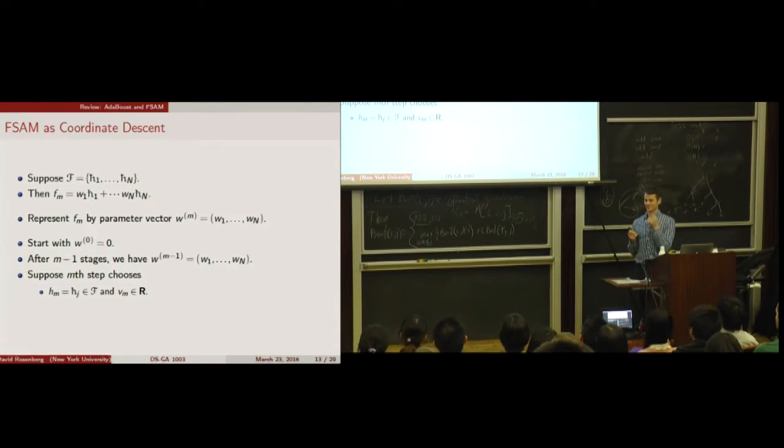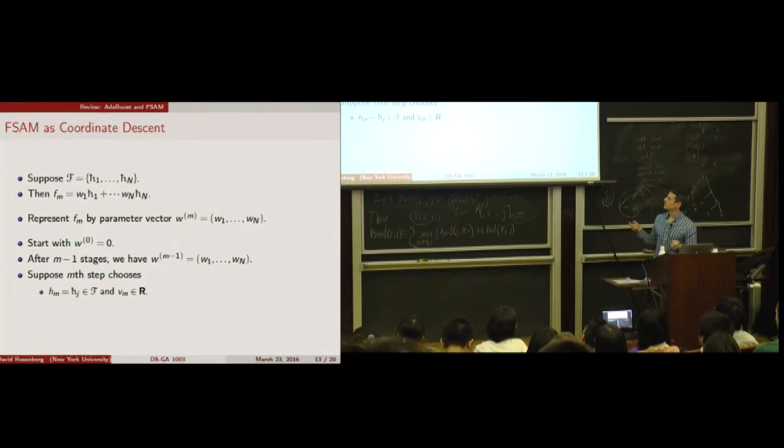Or have I made a mistake? All right, so something like that. So basically, in every stage, at most one of these w's can change from zero, because we're picking a function from the set, and we take a step in some multiple of that function. So the coefficient of that function will change from zero, but the others won't.